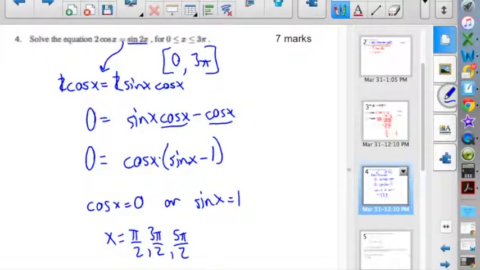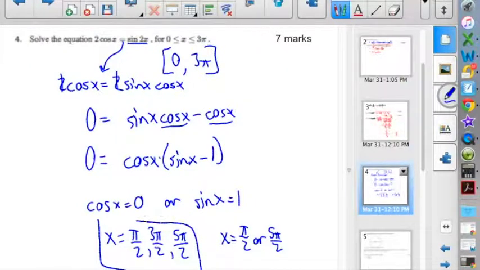Alright, so now sine of x equals 1. Where does sine equal 1? At pi over 2. Now, not at 3 pi over 2, because that's where it's negative 1. But then pi over 2 or 5 pi over 2 again. So, our solution is those 3 angles. Okay? Both of those are in here, so we don't have to list them twice.